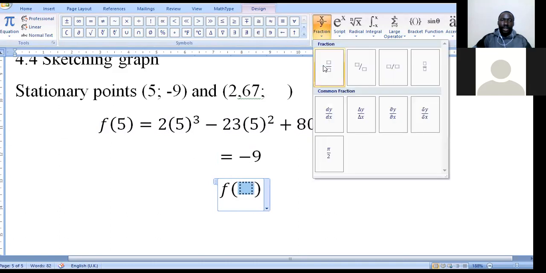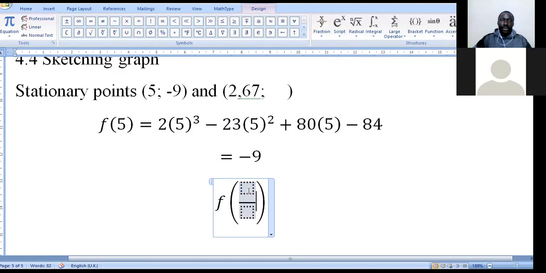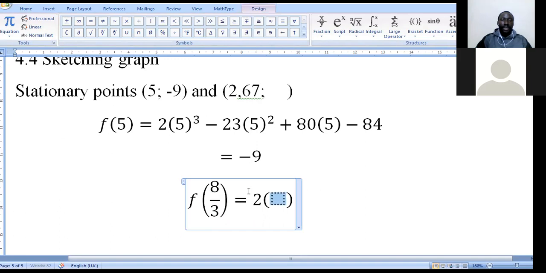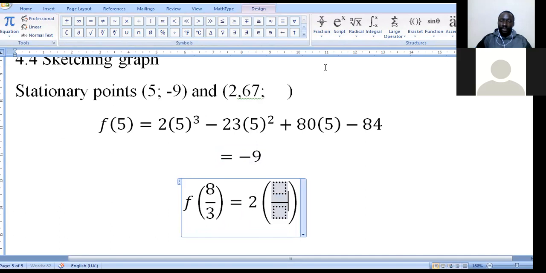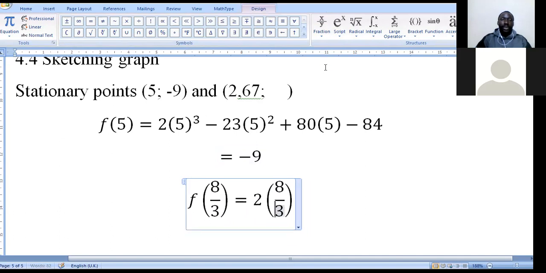So this question was a long one, right? So long. f of 8/3 is going to be equal to what? 2 times the value of 8/3, but it's going to be cubed. We have to raise this to power 3.